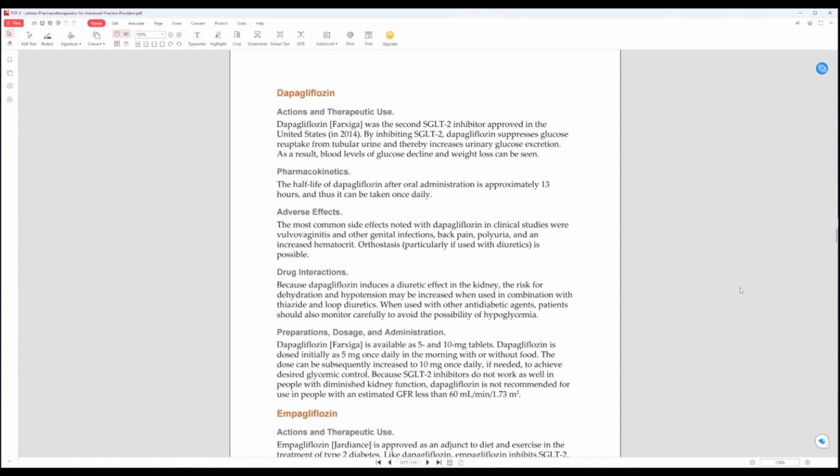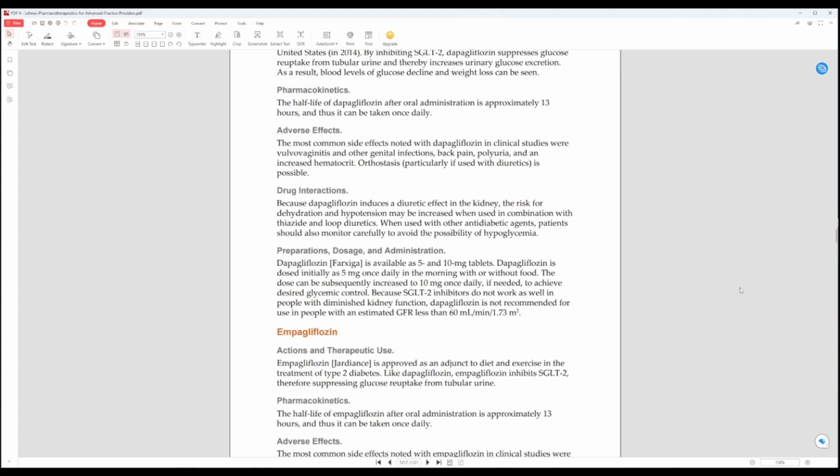By inhibiting SGLT2, dapagliflozin suppresses glucose reuptake from tubular urine and thereby increases urinary glucose excretion. As a result, blood levels of glucose decline and weight loss can be seen. Pharmacokinetics: the half-life of dapagliflozin after oral administration is about 13 hours, and thus it can be taken once daily.